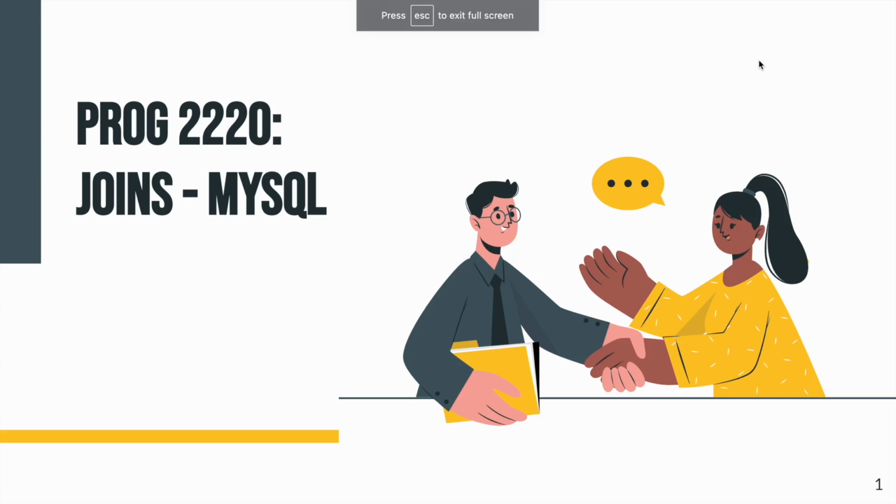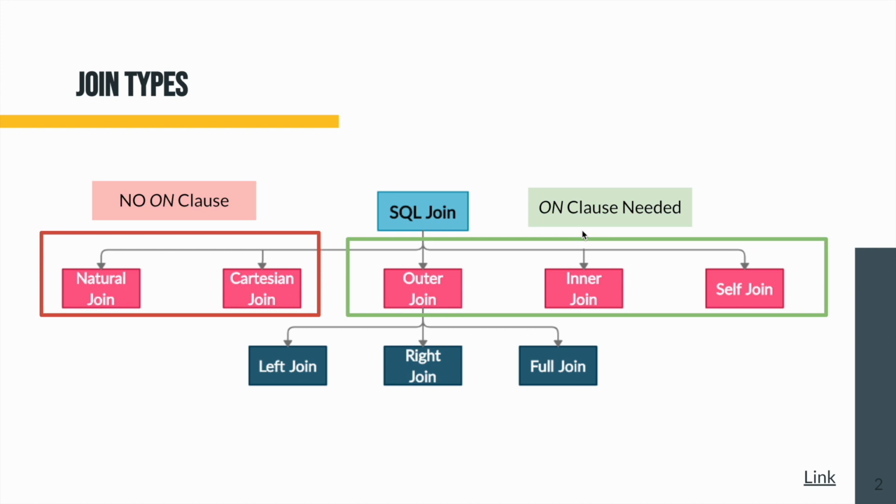Let's talk about all the joins we've learned so far and then put them together with examples so we can actually understand them more in depth. Again, we're using this for MySQL, so they're specific to that.